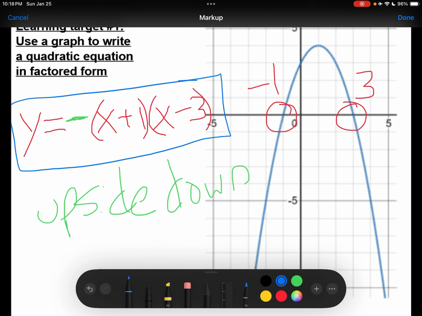Upside down parabolas are multiplied by a negative number in front, but you don't have anything there for any typical right side up parabolas. And we're not going to be working on parabolas that have a leading coefficient in front of like 2 or 3 or some other number. It's either going to be positive and you don't have to do anything, or it'll be negative and you just put a negative sign or a -1 in front. All right, that's learning target 1.